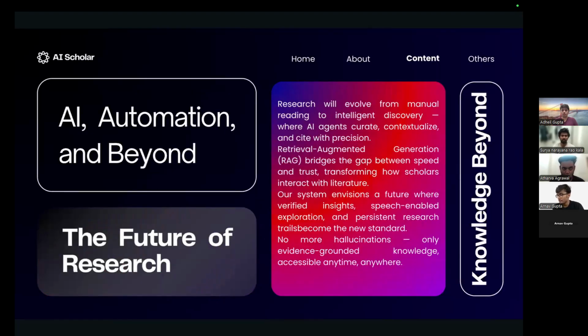So today, research is shifting from manual reading to intelligent discovery. With Retrieval-Augmented Generation, RAG, we bridge the gap between speed and trust so scholars get fast answers that are fully grounded in evidence. Our system takes this further. It provides verified insights, speech-enabled exploration, and a persistent trail of citations that you can return to anytime. In simple terms, no more hallucinations, just accurate, explainable, and accessible knowledge wherever you are.